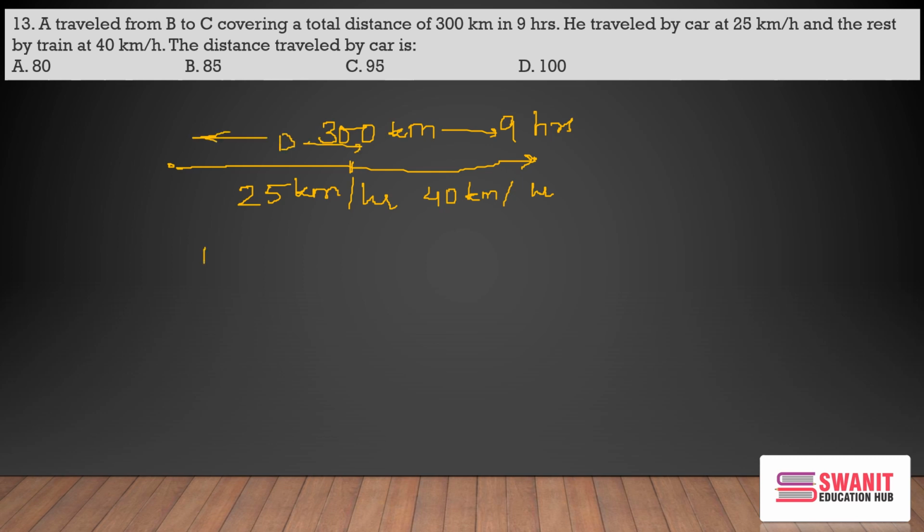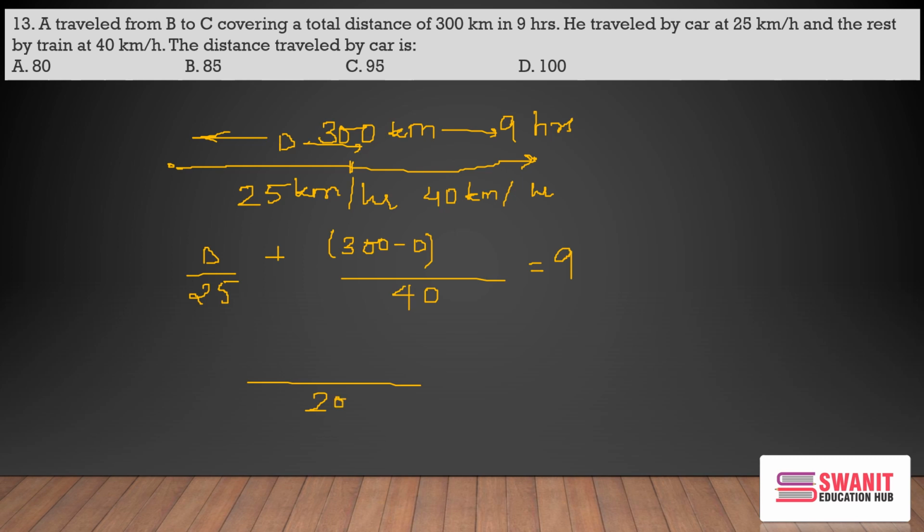which means distance traveled by car divided by speed by car, that is distance by speed gives me time, plus distance traveled by train, that is 300 minus d, by speed of train, that is 40, should be equal to 9 hours. So now when we solve this equation, we should be in a position to get the value of d. Let's try and solve it.